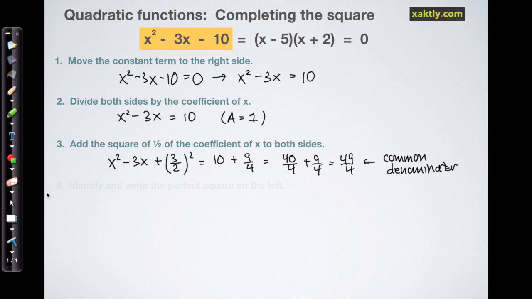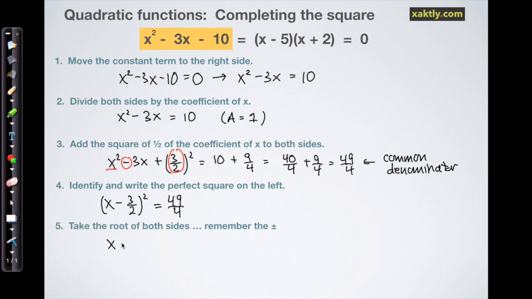Now the right side's all prepared, so we just need to identify our perfect square on the left. That's going to be (x minus 3/2) quantity squared. And the way I've written it on the top makes it really easy to identify that perfect square. It's just the x variable with that sign and whatever's inside our squared parentheses.